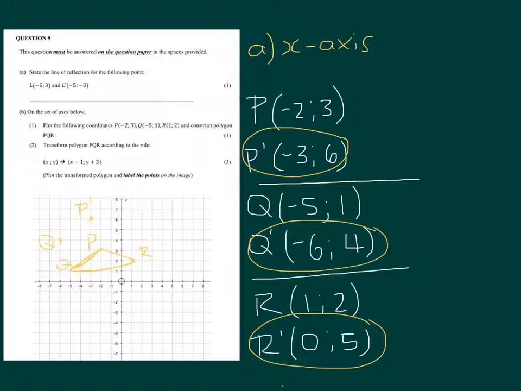Q dash. And then last we need our new R. So we've got R dash, which is 0, 5. And that's on the y-axis just over here. That's R dash. And then again we need to join up those points, but using a ruler. So we've got our original, our object, and we've got our image. And the second one was where there was a lot more work involved, and that's why there was a mark allocation of 3.